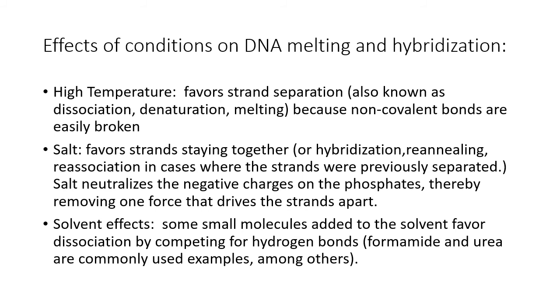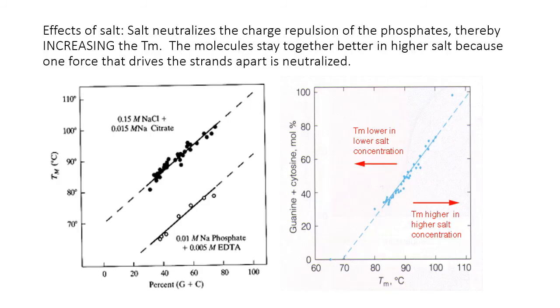There's also effects of molecules added to the solvent, which actually will favor dissociation or melting, and they do that by competing for hydrogen bonds. Okay, so the examples that we normally use are formamide and urea. So let's look at the effects of salt first. Salt neutralizes the charge repulsion.